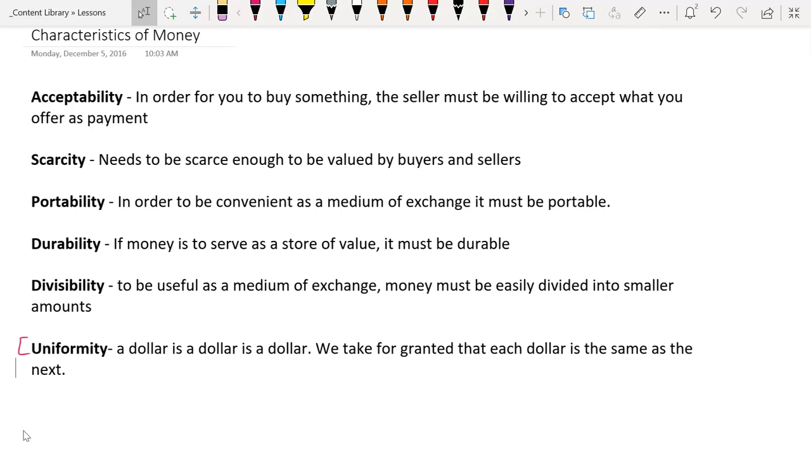It needs to be durable, right? So back in the old days, you used to have things like meat. Meat used to be considered a currency, but that was a problem because after a while, meat spoils and then your value is gone. It needs to be divisible, so you need to be able to take $100, turn it into four payments of 25, or have some change, all those types of things, so you can have smaller amounts.